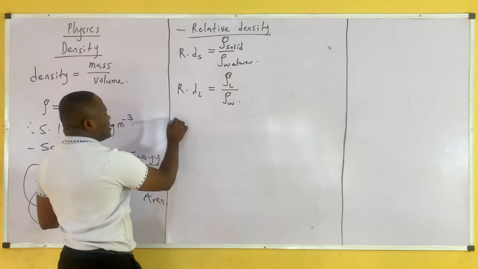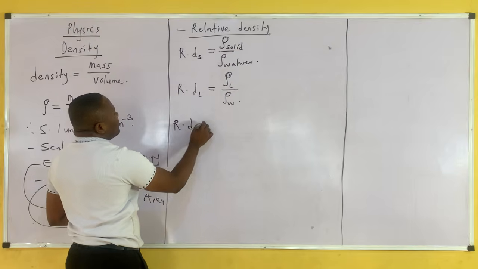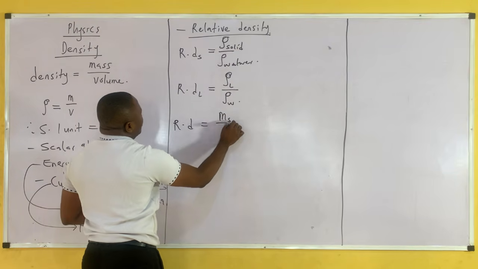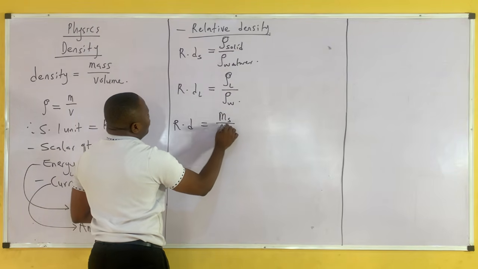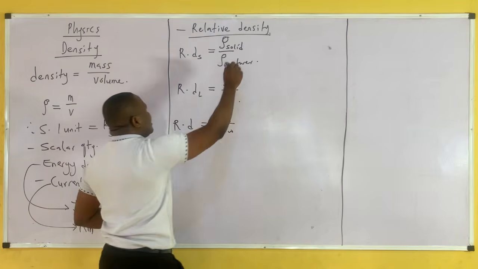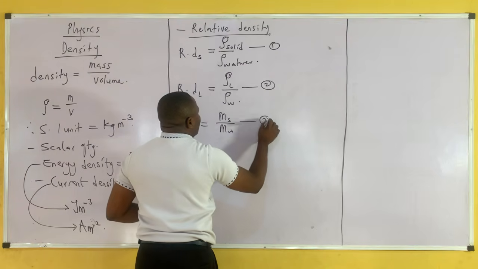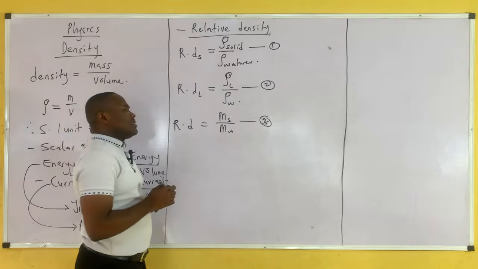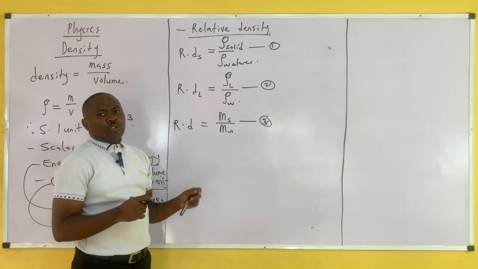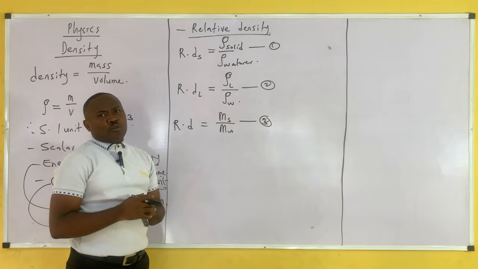Take note, relative density can also be the mass of the solid to the mass of an equal volume of water. Now, all of these are equations that are needed in our calculations. So relative density can also be the mass of the solid over the mass of equal volume of water.